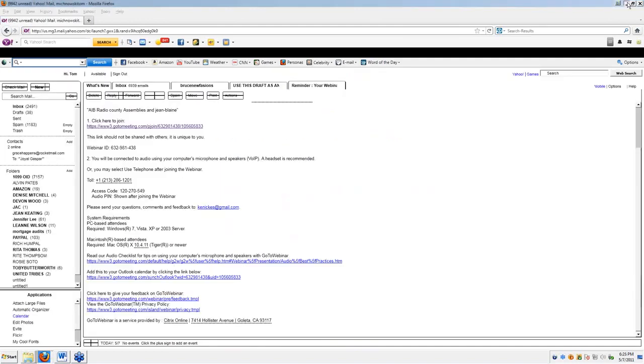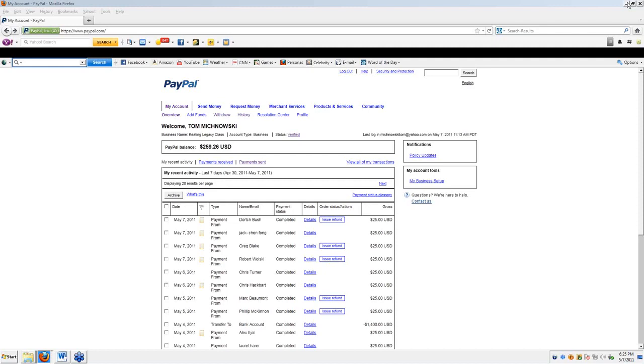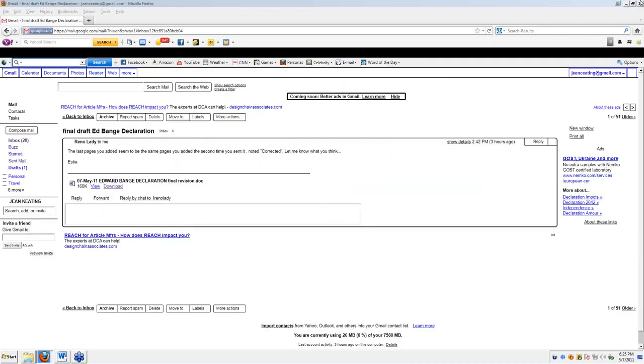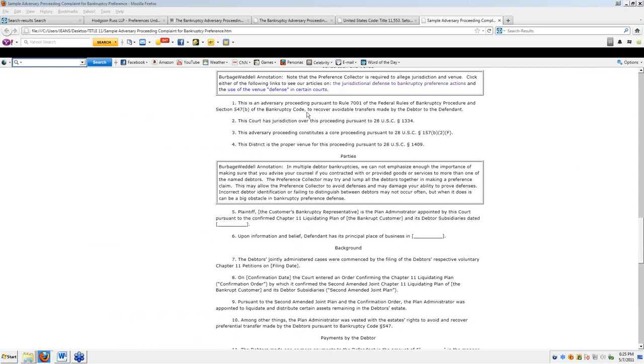But this shows what has to go in here. You have to have a statement. The complaint has to be in proper form. You're not putting it in proper form. So an affidavit won't work? No, that's not proper form. This is not an affidavit.